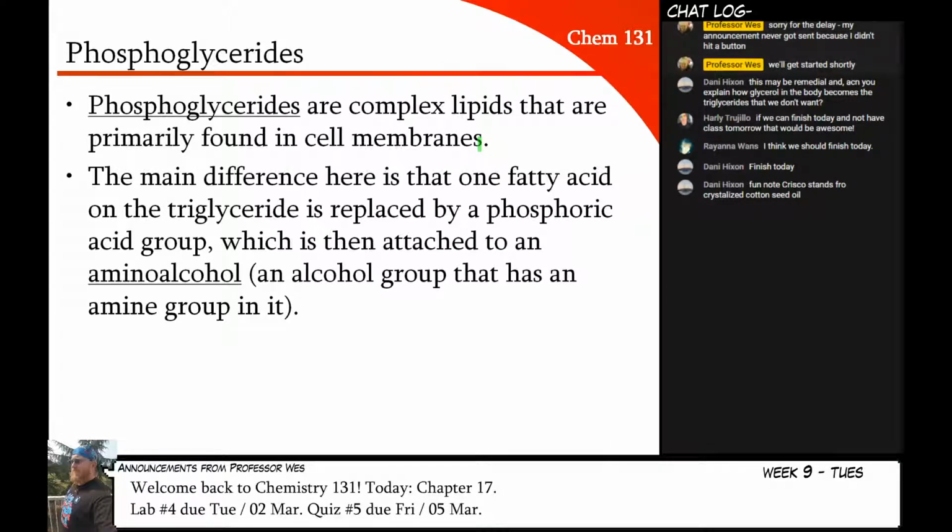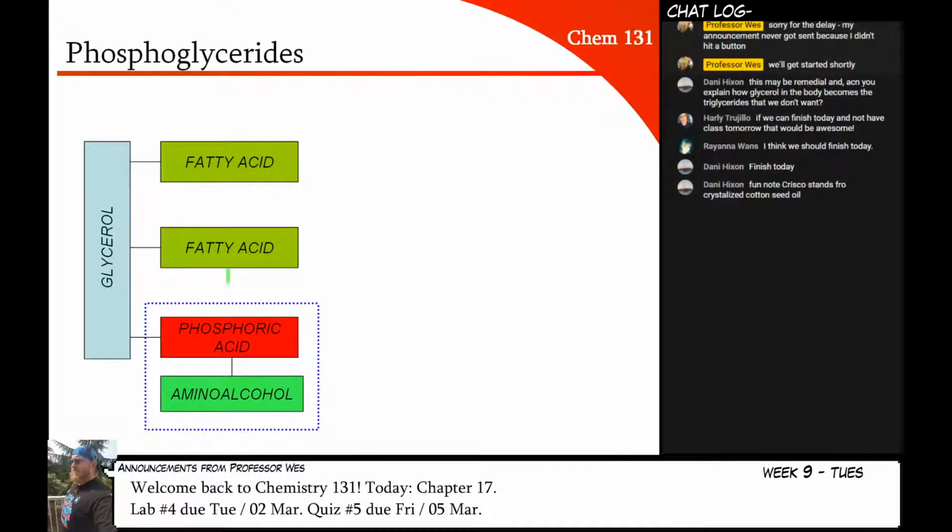All right, so the first complex lipid that we're going to talk about is the phosphoglyceride. The only difference between a phosphoglyceride and a regular triglyceride is that one of the 3 triglyceride groups is going to instead be a phosphoric acid, which then attaches to what's called an amino alcohol. An amino alcohol is just an alcohol that also has an amine at the end of it. And so that looks kind of like this.